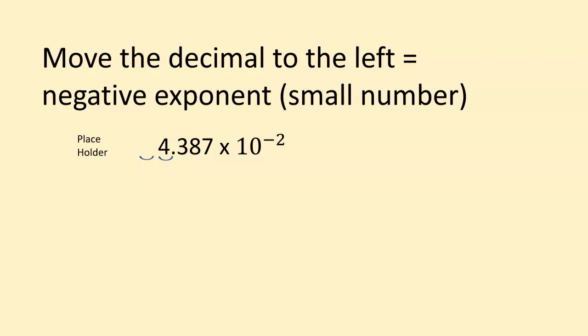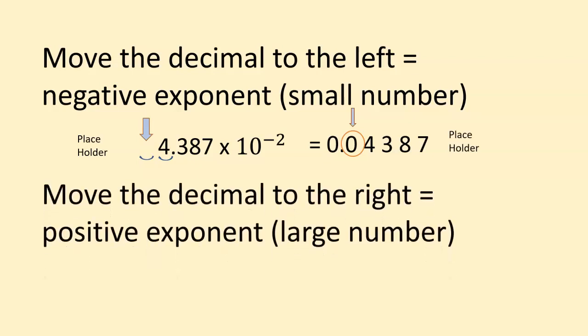Now, I see that there's no number there. Now, I have to have a placeholder. And the way that I'm going to do that is I'm going to add a 0 there. So I move my decimal 2 places to the left. That means I have a negative exponent. And my final answer is 0.04387. And that 0 right there, again, is your placeholder. You have to have something before that decimal.